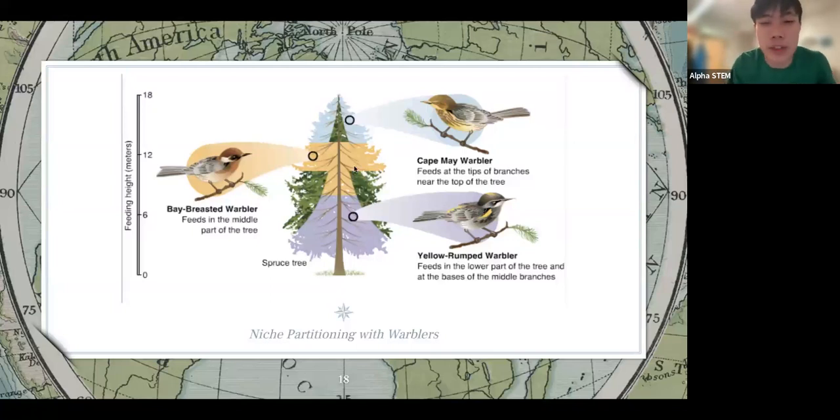And here they did it spatially, where they're in different parts of the tree, but they could also do it, for example, temporally. So for example, if the bay-breasted warbler only hunted during the day and the Cape May warbler was only active at night, for instance, that would also be a way of partitioning this niche.